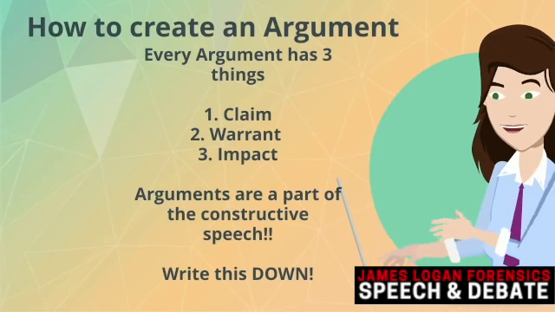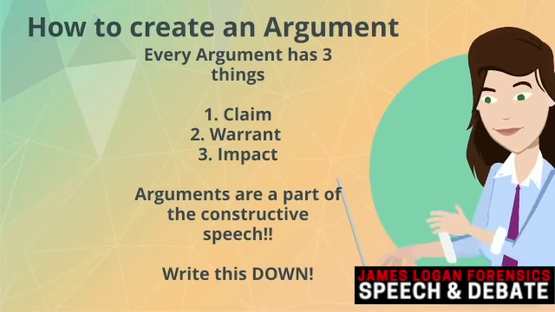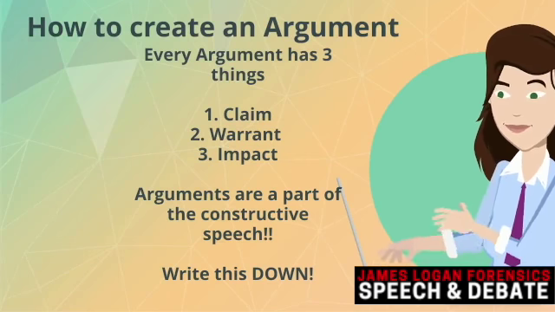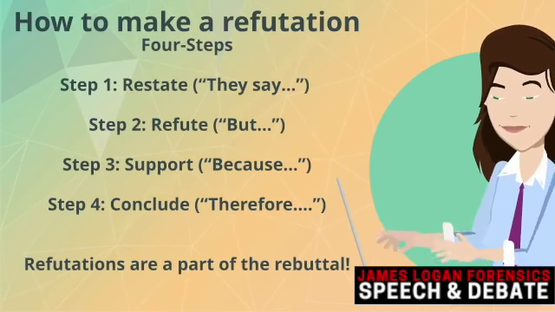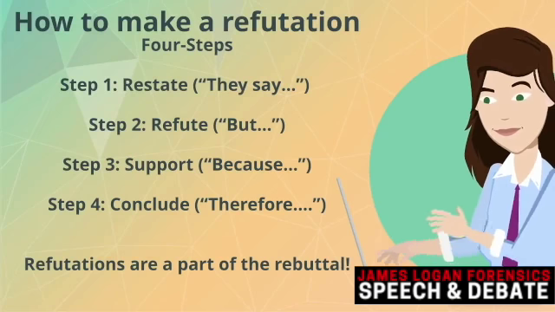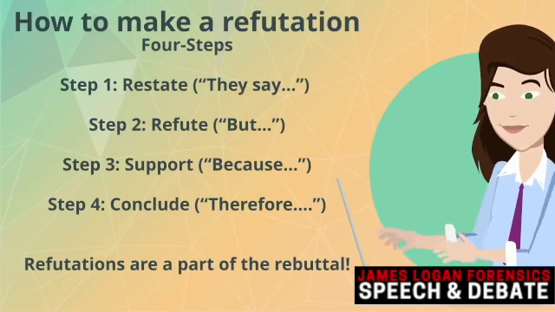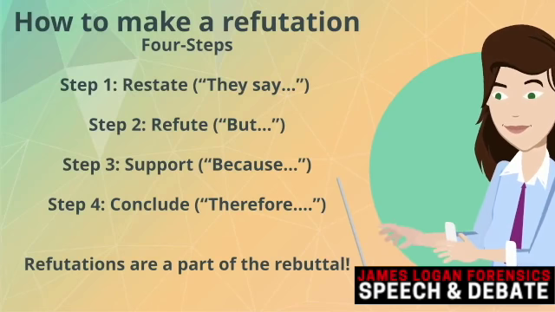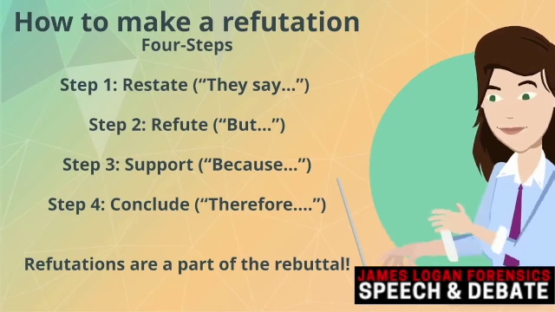Every argument has three things: a claim, a warrant, and an impact. Arguments are part of the constructive speech, and you should write this down. Refutation is made of 4 steps. Step 1, restate. So you want to start it off with a they say statement. Step 2, refute. You want to start that off with a but statement. Step 3, support. You want to start that off with a because statement. And step 4, conclude, which usually starts with a therefore statement. And refutations are part of the rebuttal.